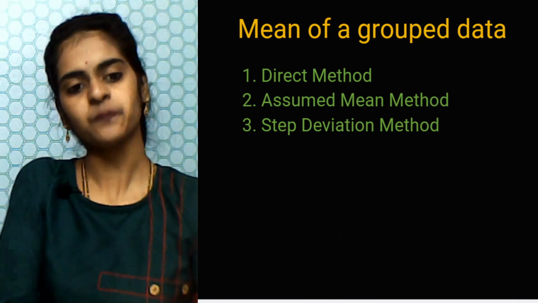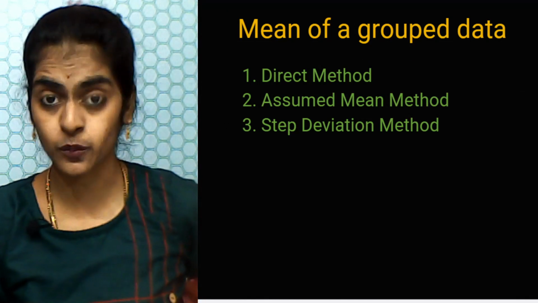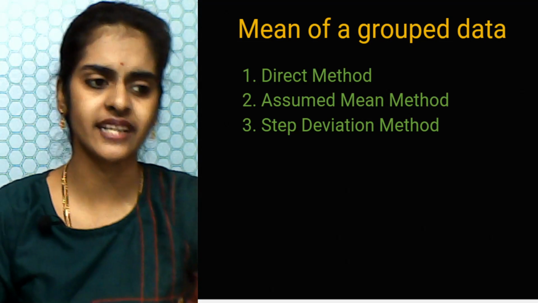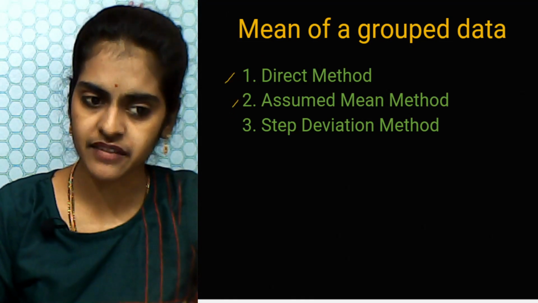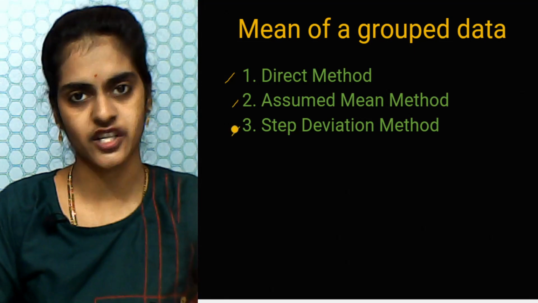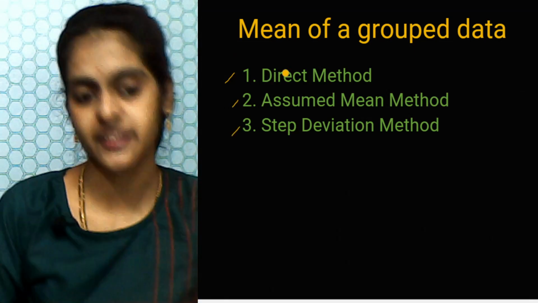Now here let's discuss the mean of grouped data. So as I told you, there are various methods. The first method is the direct method. Then we have the assumed mean and step deviation methods. So now, what is the direct method?